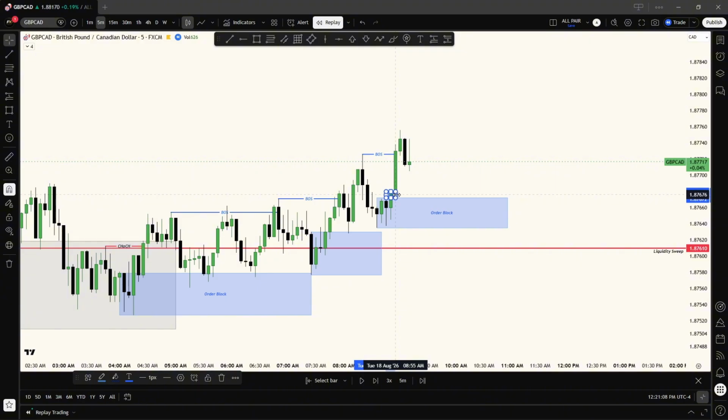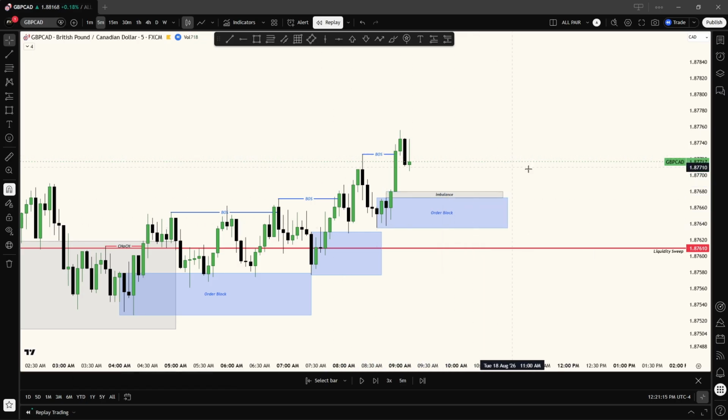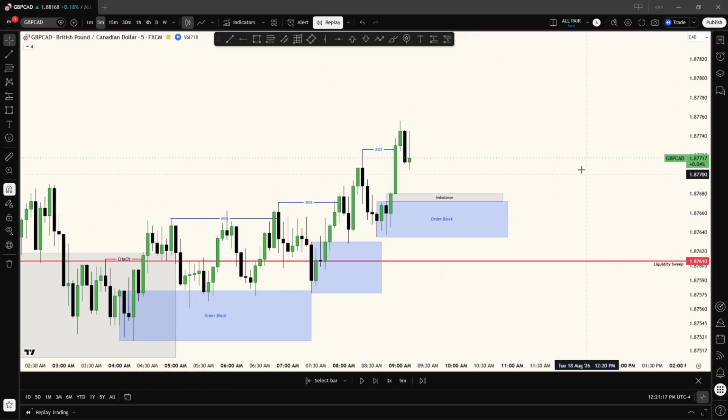See this small gap between the candles? That's what we call an imbalance. The price moved so fast here that it left a hole behind, and usually the market likes to come back and fill these empty spots.